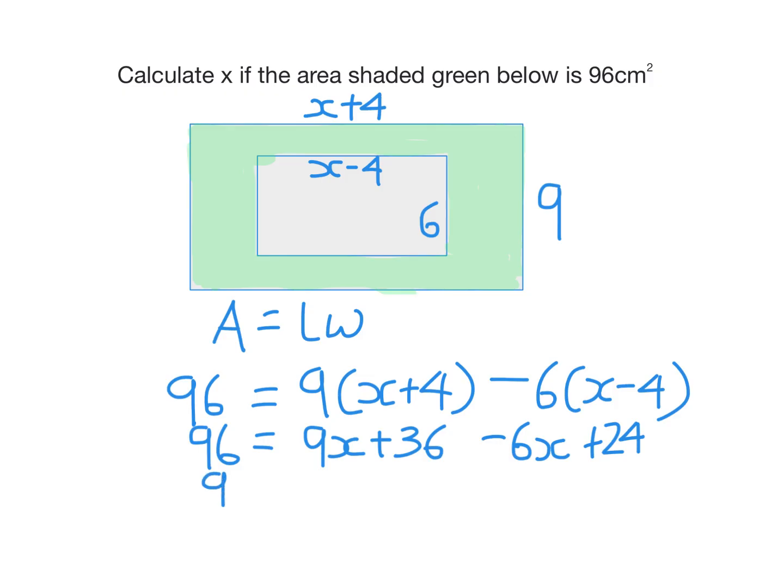So let's collect like terms. 9x minus 6x is 3x. 36 plus 24 is 60. So to solve this equation, we simply subtract 60, divide by 3, and we get x equals 12, and we're done. All right, let's look at one more example.